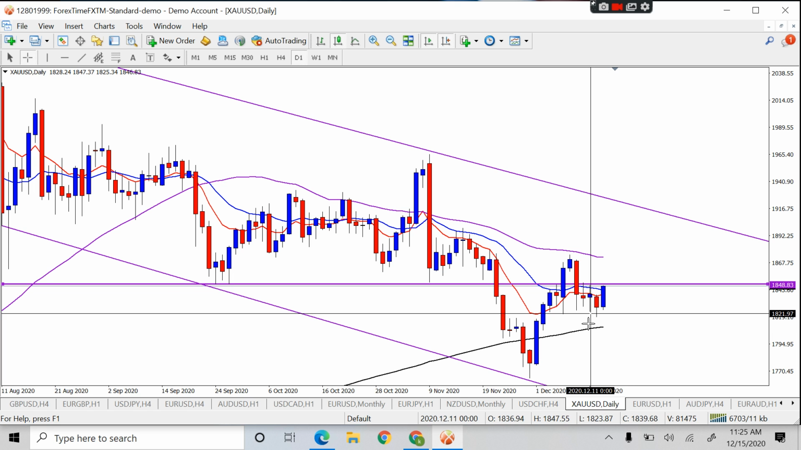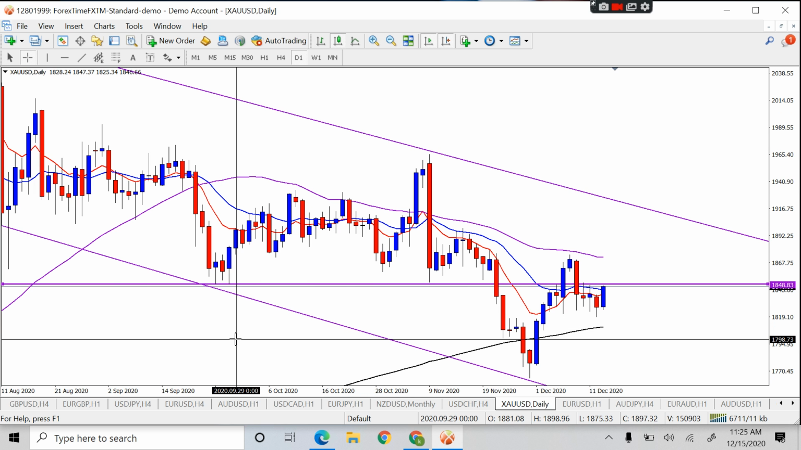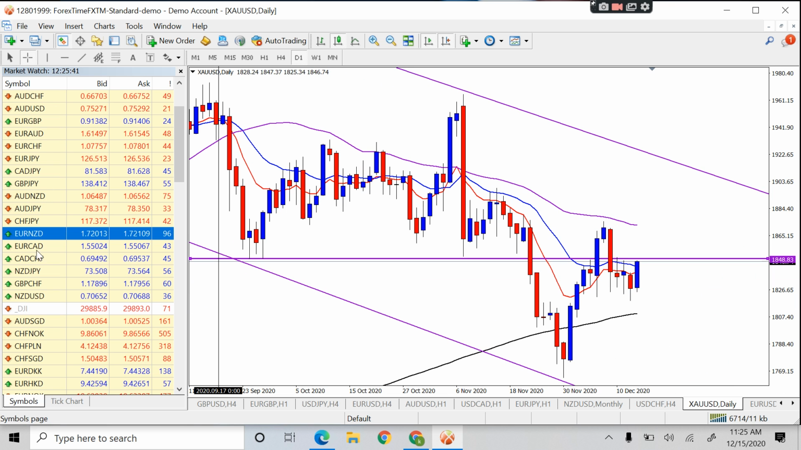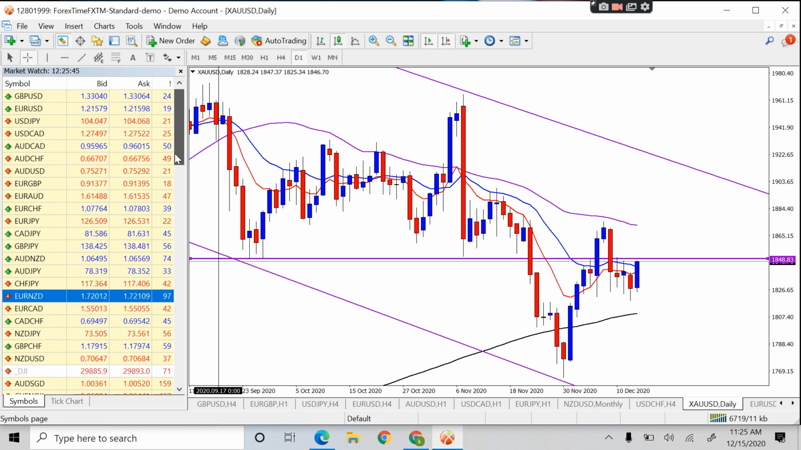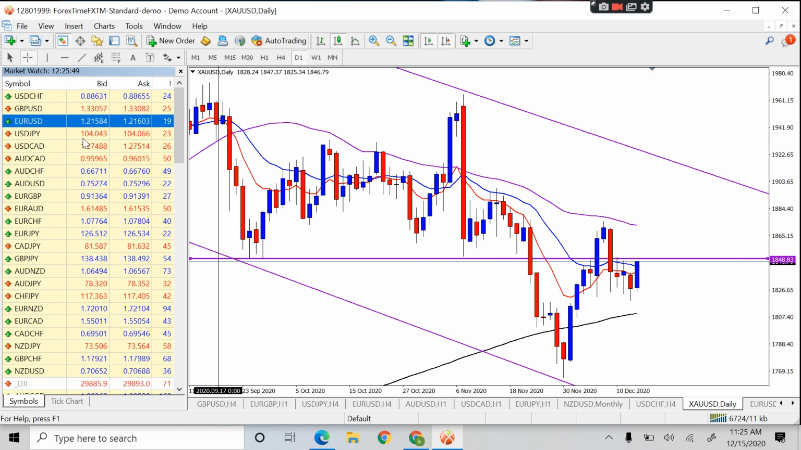All right, so for the Euro USD, for those that have been buying the pair since last week, I'm very sure they have been having fun with it, because just to remind us, Euro USD, where are you? Okay, so this is Euro USD.